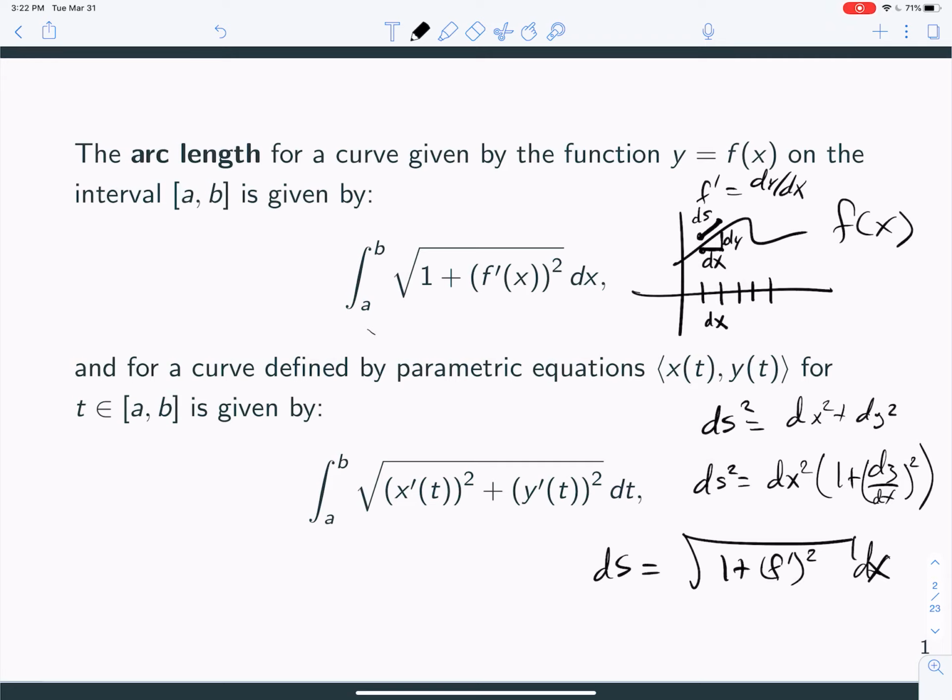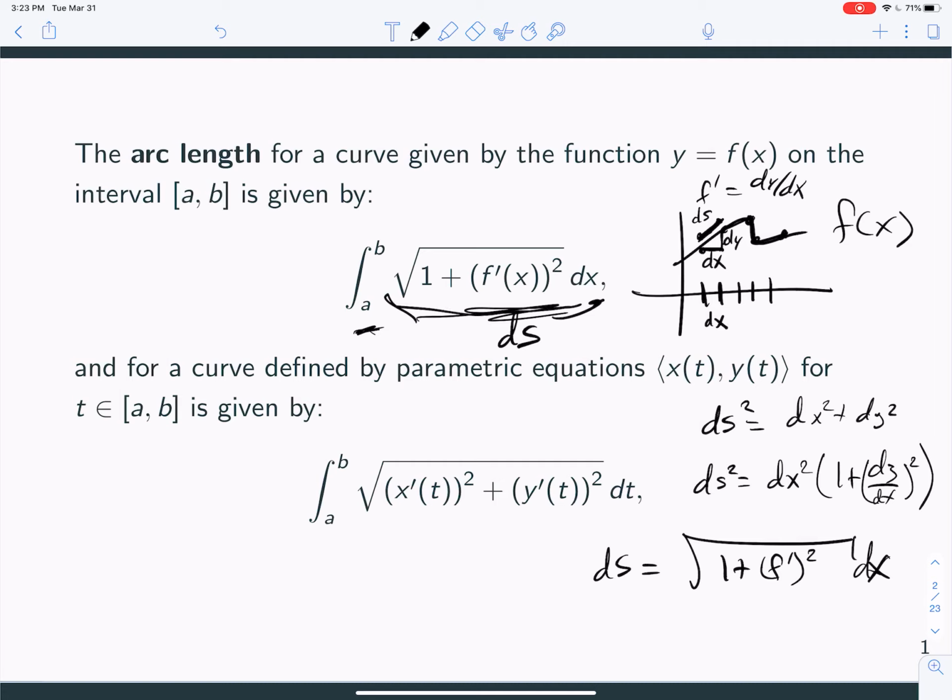So really what we're doing is we're chopping up the interval into a bunch of little bite-sized pieces, and for each little bite-sized piece, we're measuring the length of that ds there, and then we're going to add up all those little patches of ds. Well, that's what an integral does. It adds up all these little ds's. So you might even call this whole thing right here ds.